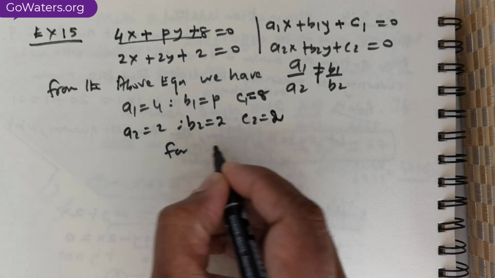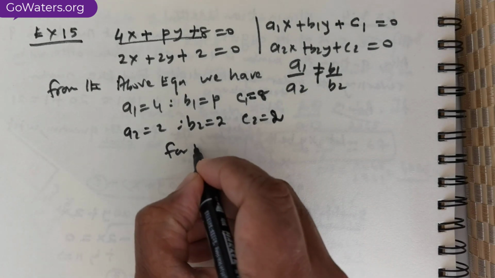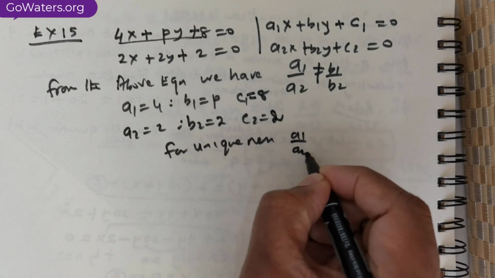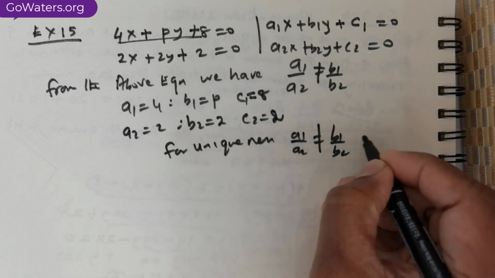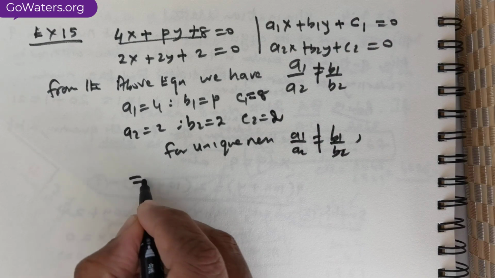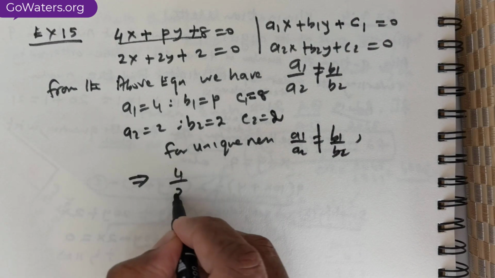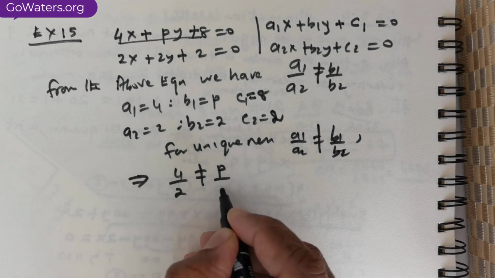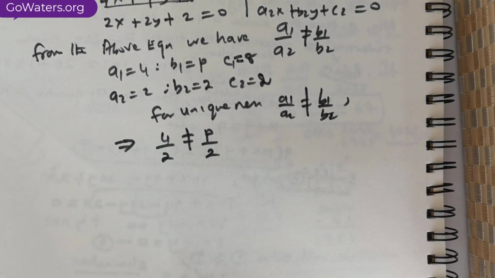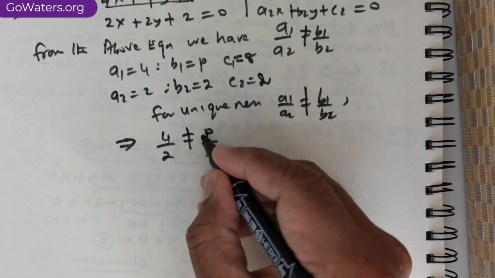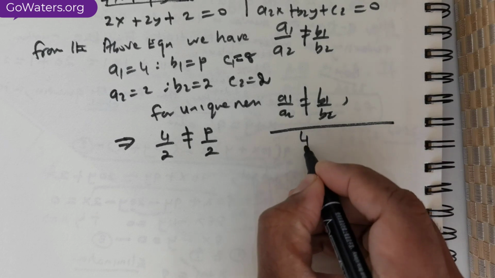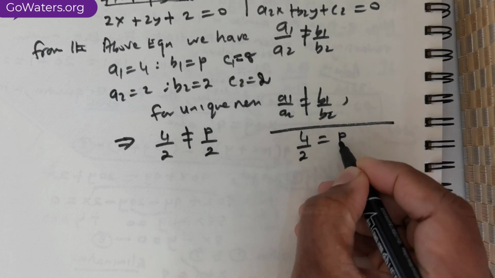So for uniqueness, a1/a2 should not be equal to b1/b2. So this would mean 4/2 cannot be equal to p/2, right? Now you have to get the value of p. How are you going to get the value of p? Let me show you this trick. You just retain it as 4/2 = p/2.